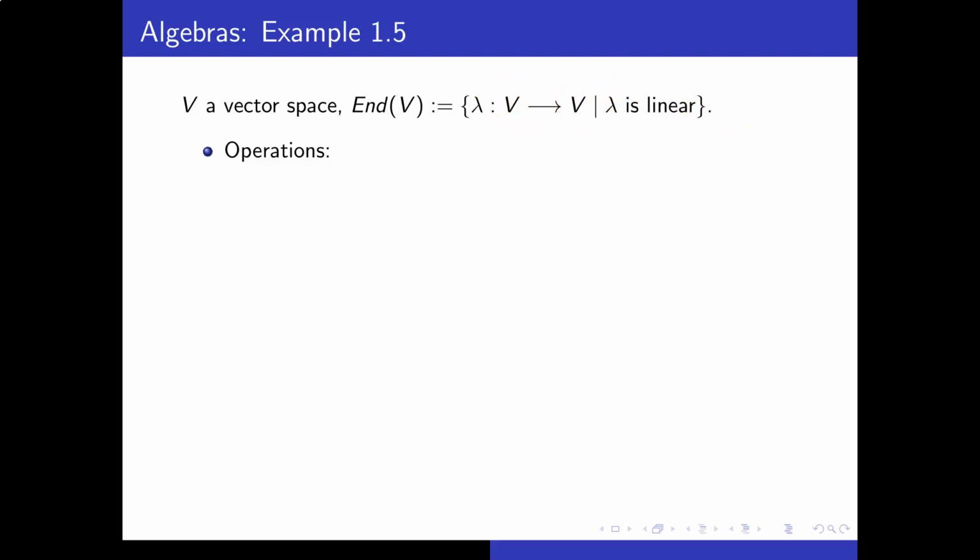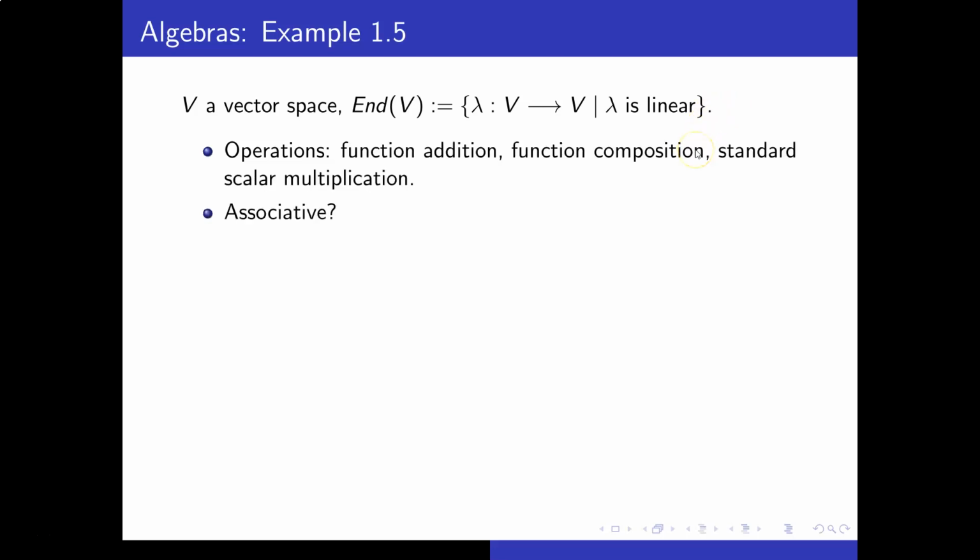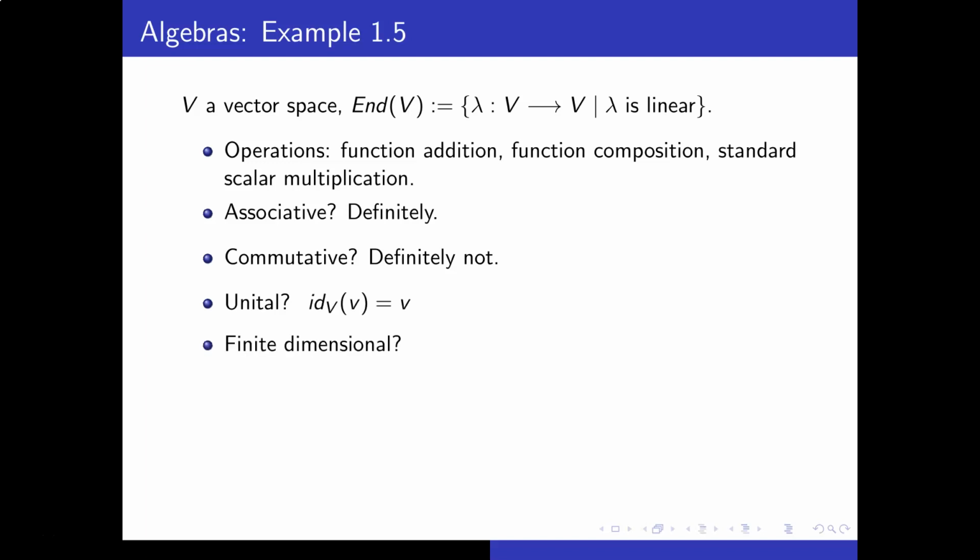So, operations: it's going to consist of function addition, function composition for our multiplication, and then standard scalar multiplication. I just take lambda and I multiply it by my scalar alpha. All right. Is it associative? Most definitely. Function composition, no matter what you're working on, is always associative. Is it commutative? Yeah, not even close. We'll see why in a moment. Is it unital? Yes. You take the identity map, id V of v is just v. It just returns the vector back.